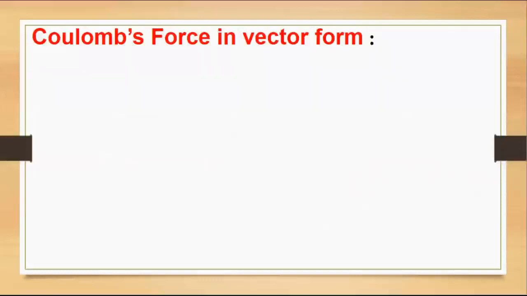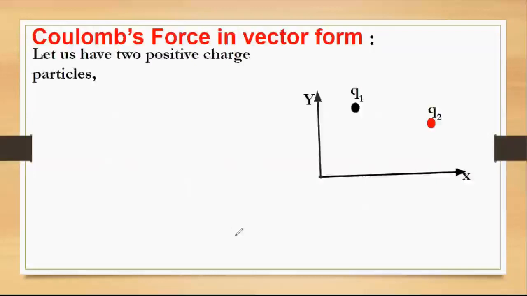Say we have two charges in our Cartesian coordinate system. X, Y axis is there. Say that Q1 and Q2 are two point charges. We are going to discuss the force exerted on 1 by 2, as well as the force exerted on 2 by 1. Initially, I am taking both as positive charges. If one of them is a negative charge, you will understand automatically what the differences will be.